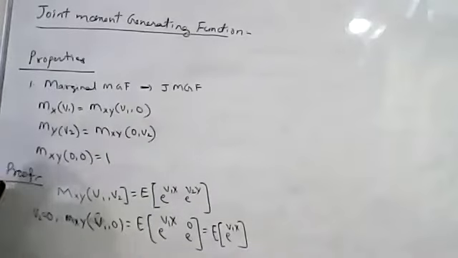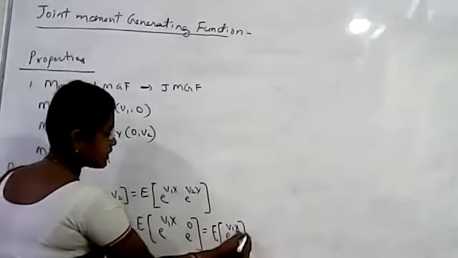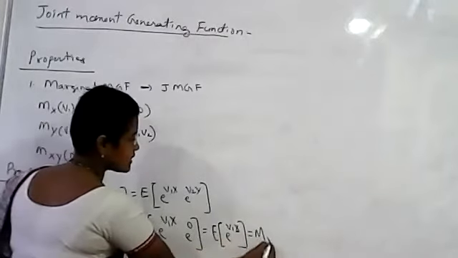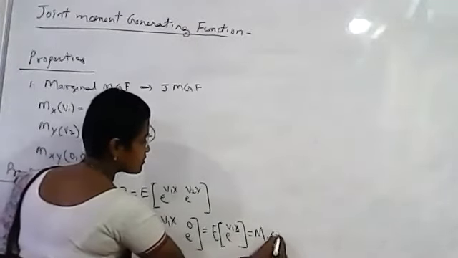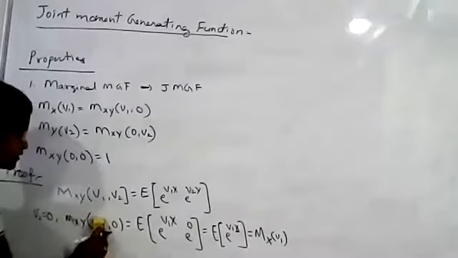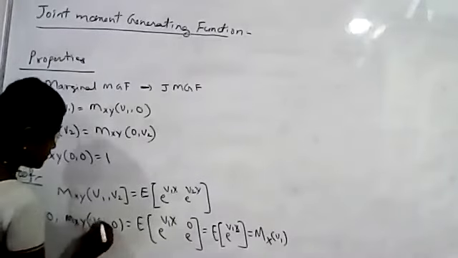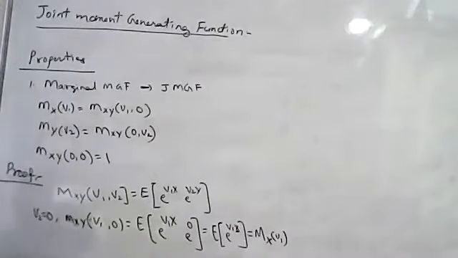What is this? Since now you have only one random variable, this is M_X and it is a function of v1, so it is M_X(v1). Like that we can obtain the marginal moment generating function from the joint moment generating function.